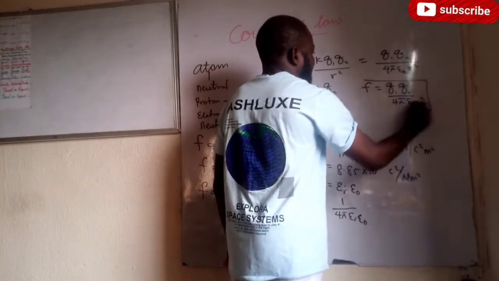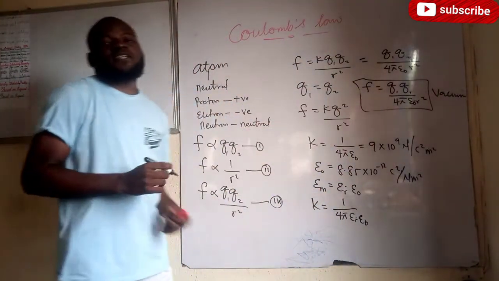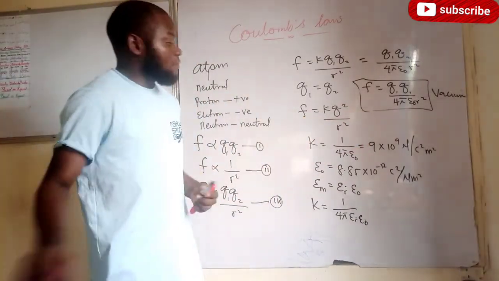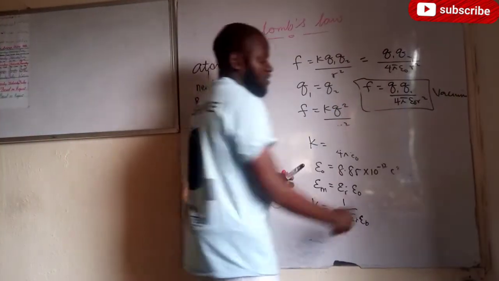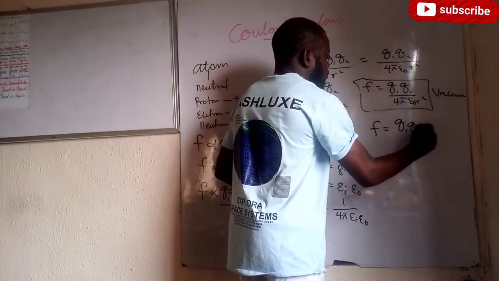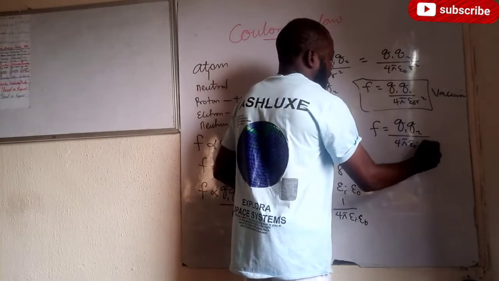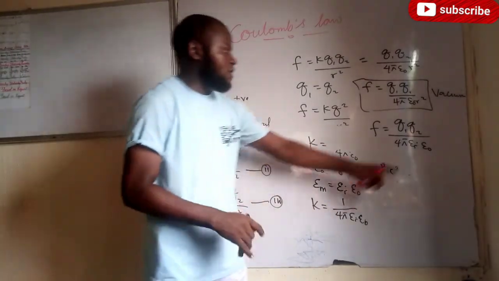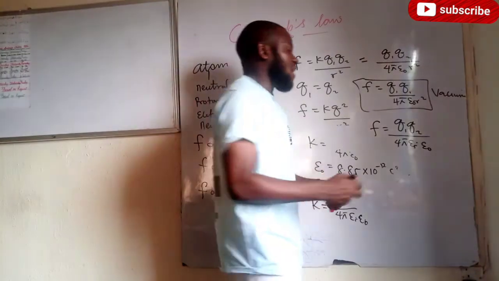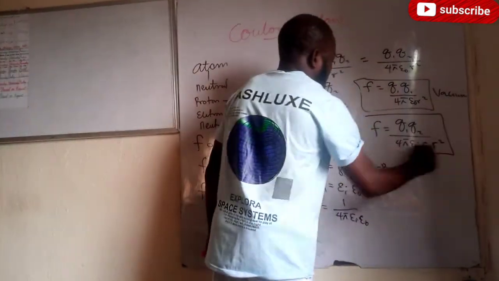When you have the two charges in vacuum, we use this particular equation. But if you have it in other medium, other than vacuum, the equation becomes F equal Q1 Q2 divided by 4 pi epsilon r multiplied by epsilon naught, where epsilon r is our relative permittivity and epsilon naught is the permittivity of vacuum, then multiplied by r squared. So this is what we are going to use in case.